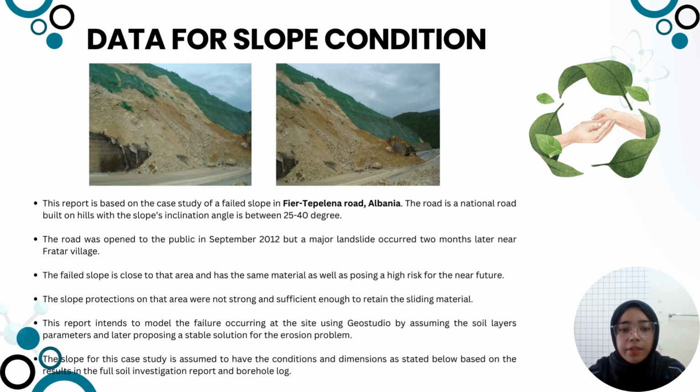Our report is based on a case study of a slope on Tepelena Road, Albania. It has an inclination angle between 25 to 40 degrees. It was opened to the public, but a major landslide occurred after that. The slope protection in the area was not strong and sufficient enough to retain the sliding material of the slope. So this report intends to model the failure occurring at the site. We use GeoStudio and we assume the soil layers and parameters and later propose a stable solution for the erosion problem. This case study is assumed to have the conditions and dimensions on the next slide based on the result of the SI report and borehole log.